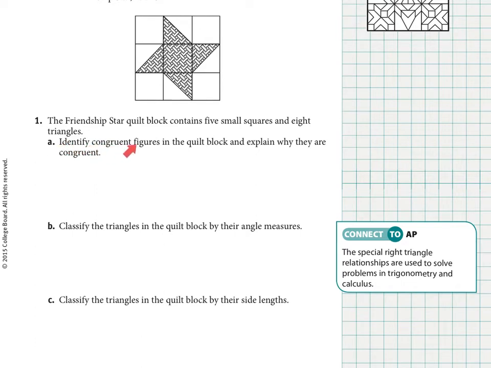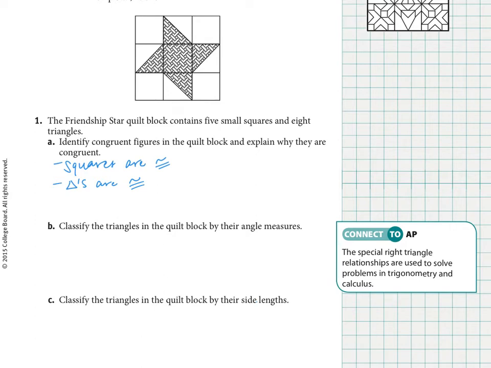It says identify congruent figures in the quilt block and explain why they are congruent. So let's start talking about the small squares. What we can say for starters is that we know squares are congruent. So that's our first identifying piece. Something else that we can see is that our triangles are congruent as well.